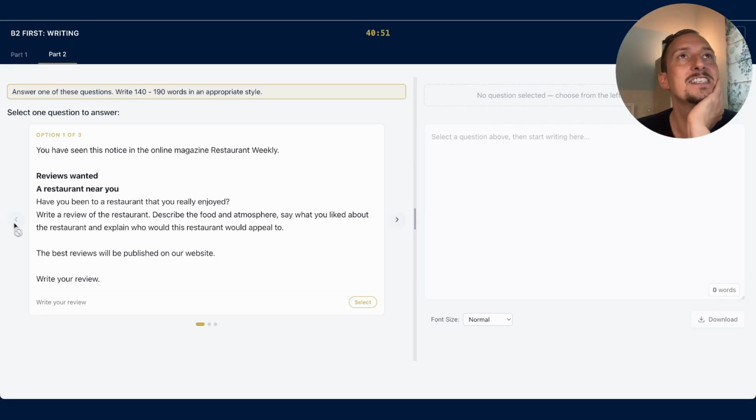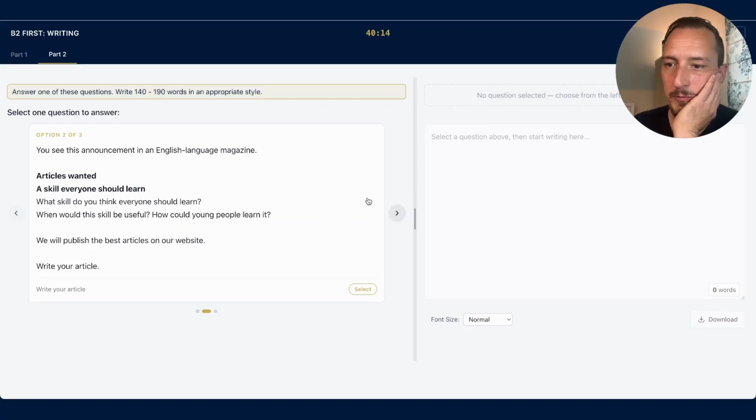Whenever you think of these genres, put yourself into the position. When it comes to writing, imagine that you're doing this in real life. So imagine that you're writing a review on Google, or you're leaving it on TripAdvisor or something like that. I find that when you do that, it helps you to better contextualize the writing that you're doing. So it makes it real, which means that you have a better understanding of it, if that makes sense. It's a nice way of doing it. So we've got a review. Okay, so the best reviews will be published on our website. What else have we got?